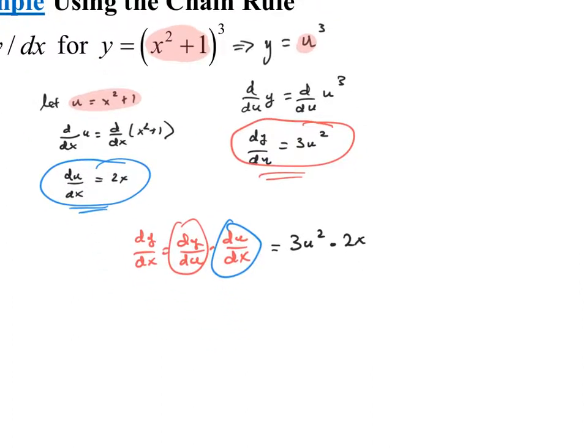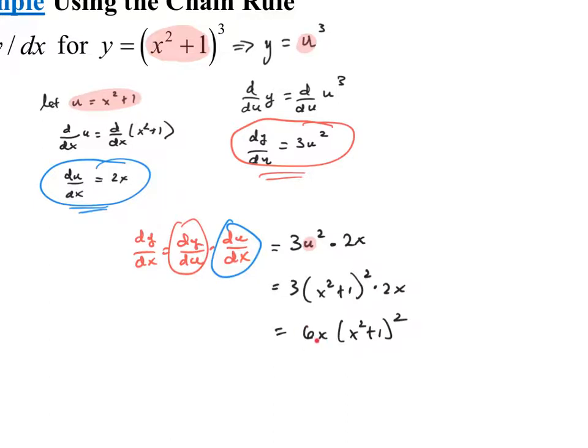The only thing that's wrong with that is we can't have a final answer that has u's in it. We need to back substitute. So this would be 3 times, well, what was u? U was x squared plus 1, quantity squared, times 2x. So that's what our derivative would be. Or sorry, that's not simplified. 3 times 2x, so what would that be? 6x times x squared plus 1, quantity squared.